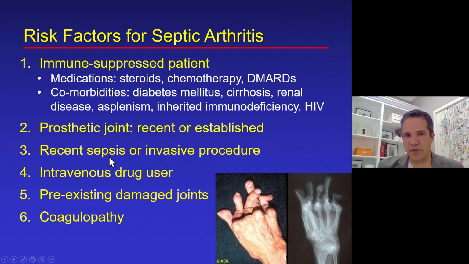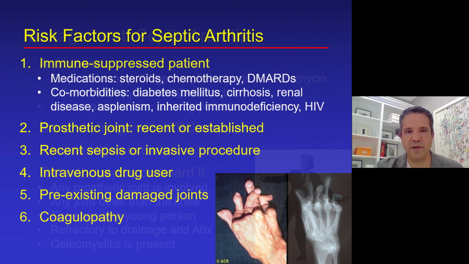Obviously, if anyone's had any recent sepsis or invasive procedures, intravenous drug users, these are risk factors, as is coagulopathy because blood in a joint is permissive for bacteria. And then somebody who has pre-existing bad joints, like this patient with terrible rheumatoid arthritis, is more prone to having seeding of that joint. Remember, this is a hematogenous seeding from the blood. So if you get it, this patient has a septic joint, you also need to have your blood cultures and start thinking about an echo and looking for other potential sources or areas of infection.